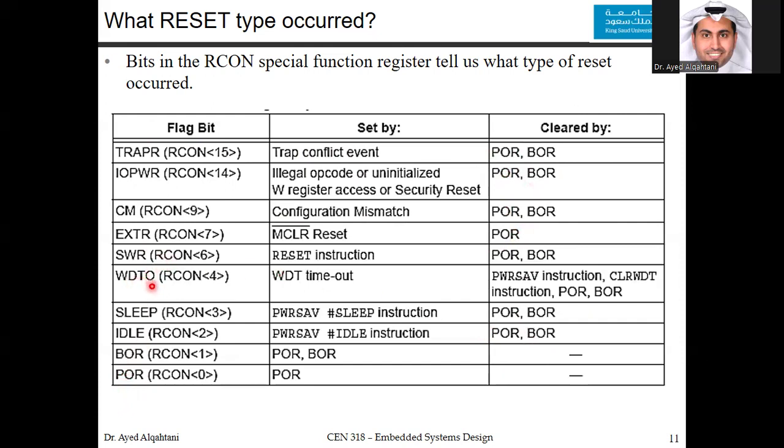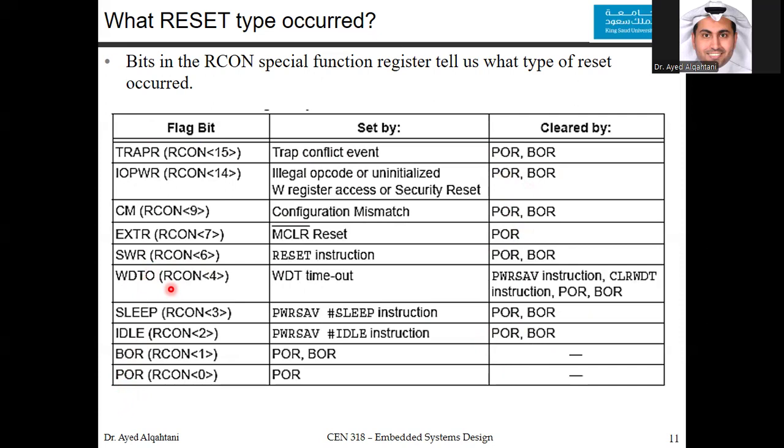Only for the watchdog timer, we said that there are two functions. One is the reset if the system is not in sleep or idle. Now, what if it is in sleep or idle? Then the watchdog timer function is different than the reset.